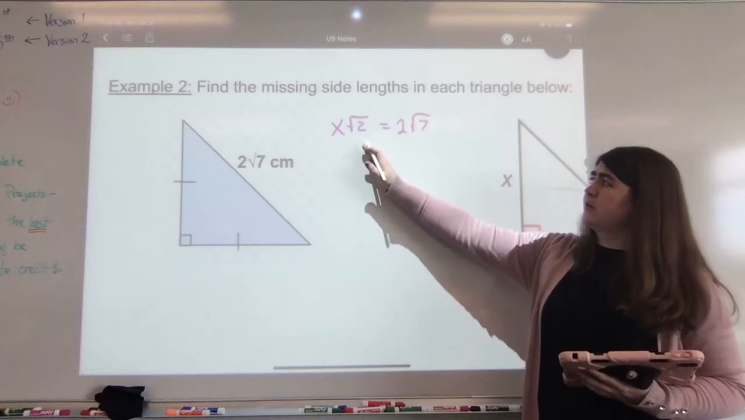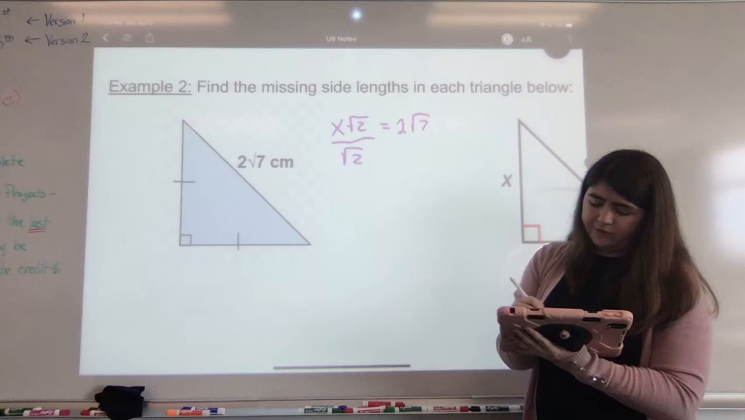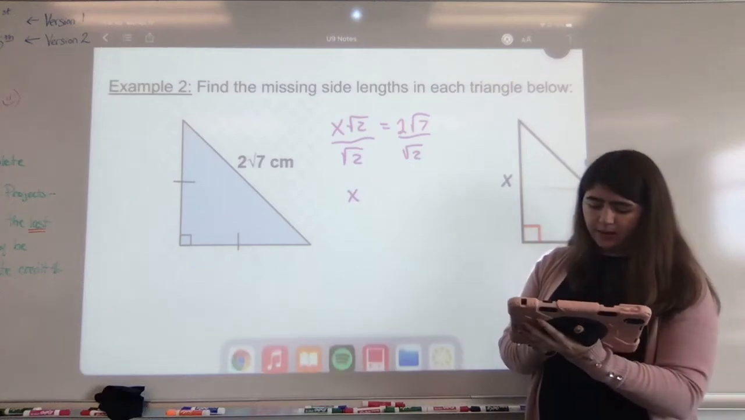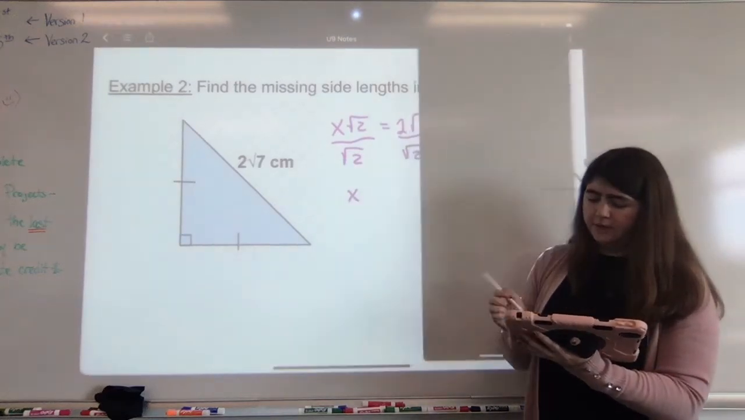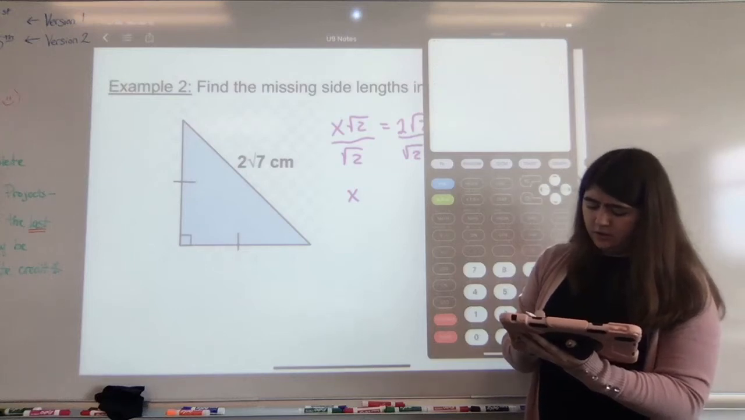So we have x square roots of 2 is equal to 2 square roots of 7. I'm going to divide out the square root of 2 on both sides, and that leaves me with x. And I'm going to divide this out on a calculator, and I'm actually going to pull my calculator up right here. So I have the 2 square roots of 7 on top.